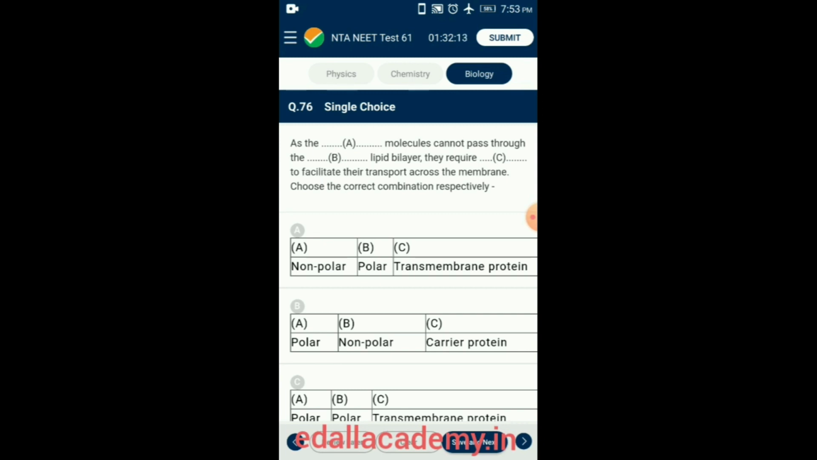So the answer for this question is option B. As the polar molecules cannot pass through the non-polar lipid bilayer, they require carrier proteins.